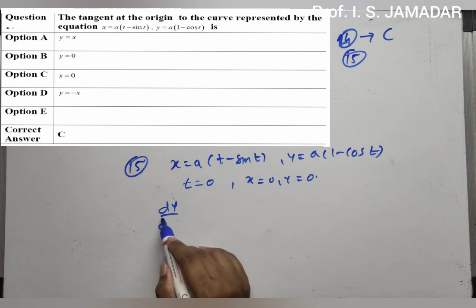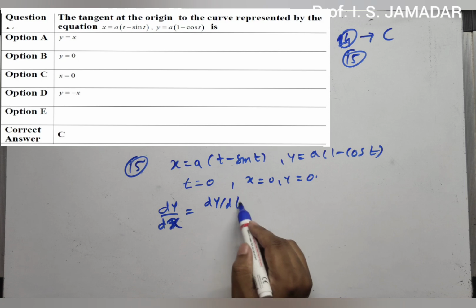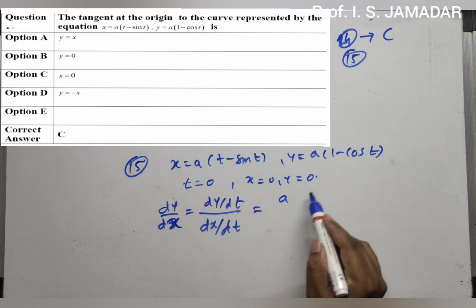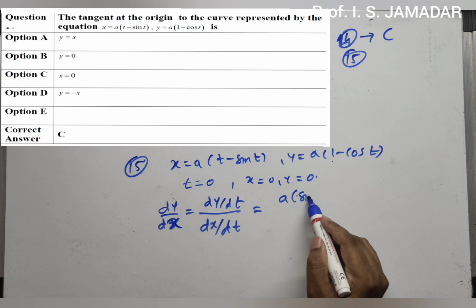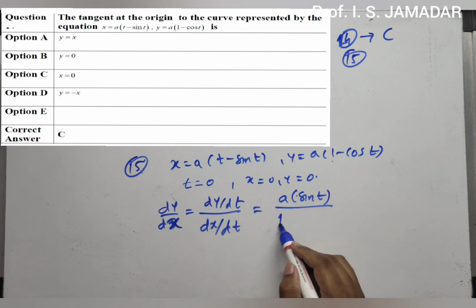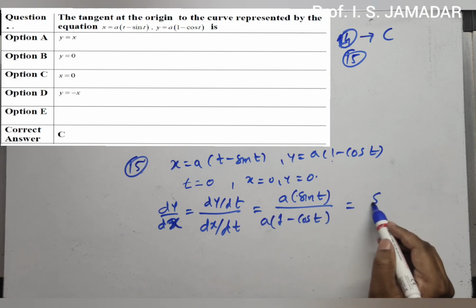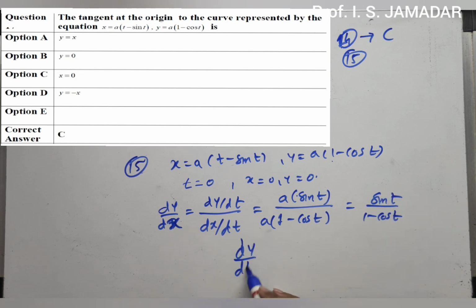So let us go for dy by dx. dy by dx is dy by dt divided by dx by dt. So what is dy by dt? A into derivative of 1 is 0, derivative of minus cos t is plus sin t, divided by dx by dt. Derivative of x with respect to t is 1 minus cos t, and a as it is. So a cancels, what remains? Sin t upon 1 minus cos t. So dy by dx is equal to sin t upon 1 minus cos t.